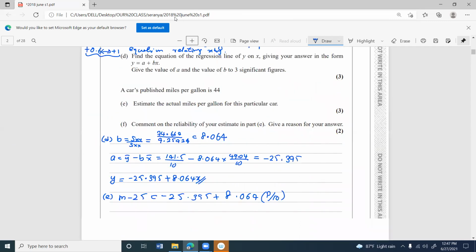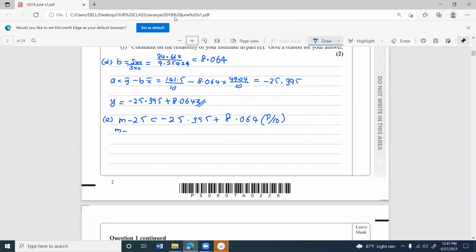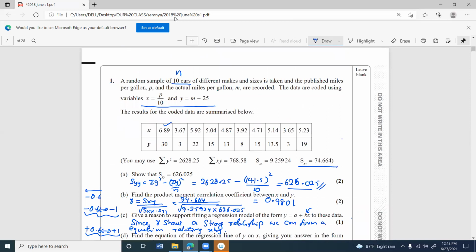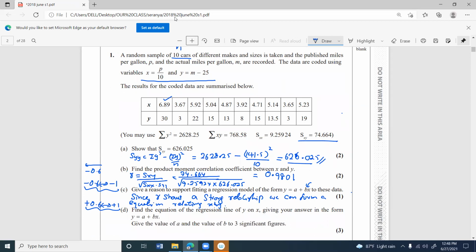Then if you work it out over here, m minus 25 is equal to minus 25.395 plus 0.8064p. Then m is equal to 0.395 plus 0.8064p. Now the gradient is this factor over here. For the random sample of 10 cars, p is the published miles per gallon and m is the actual miles per gallon.